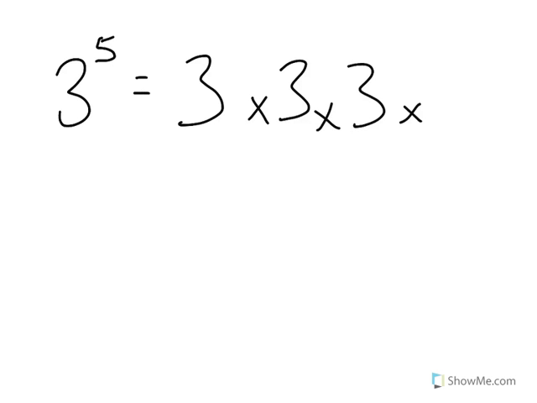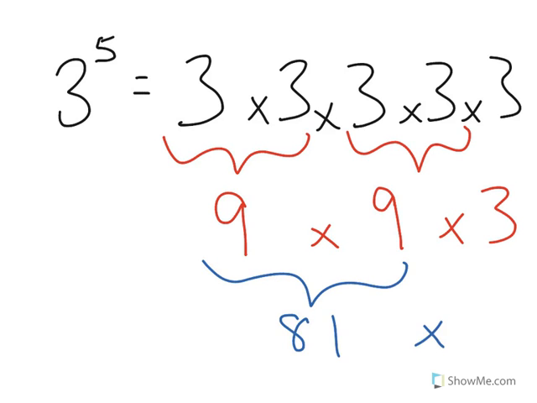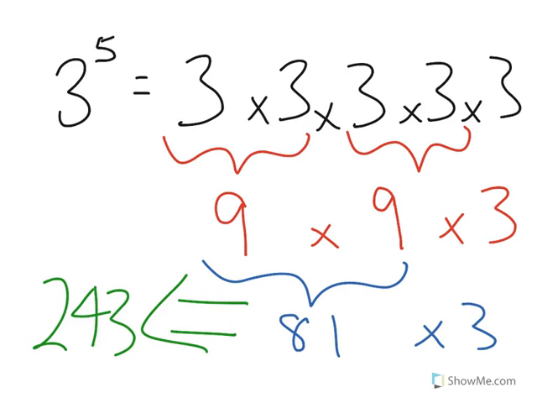Okay, moving on to question 7. We need to know that 3 to the power of 5 is 3 times itself 5 times. Okay? So you know what 3 times 3 is? That's 9. Okay, and we know what 9 times 9 is. And so all of that gives us our answer of 243. Okay, so we know 3 to the power of 5 equals 243.